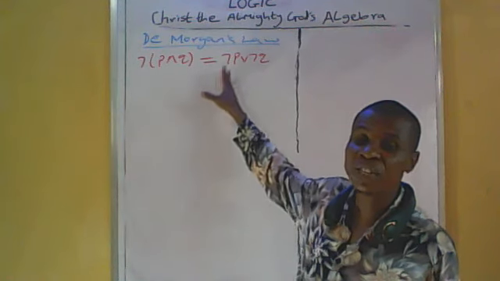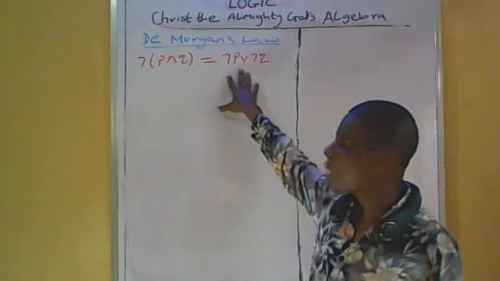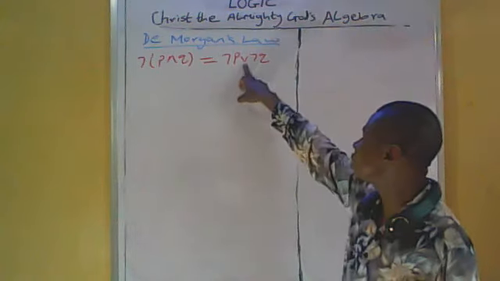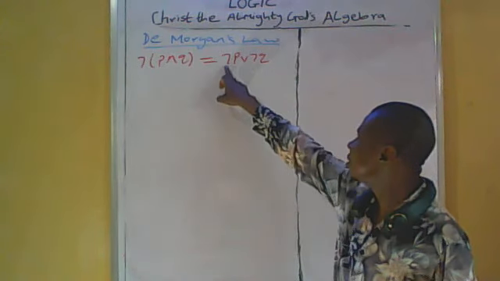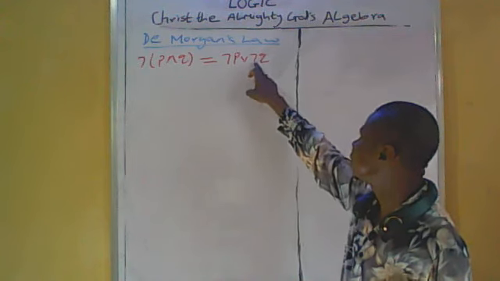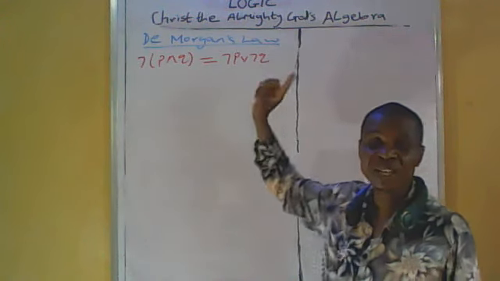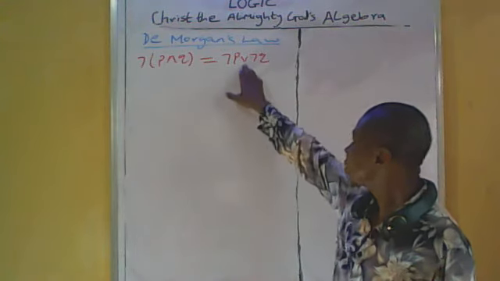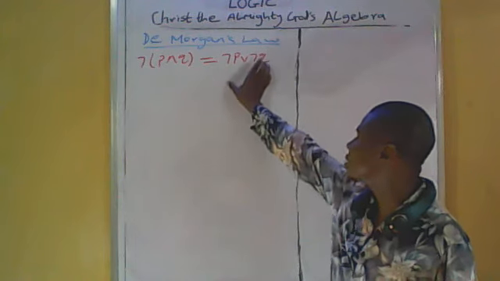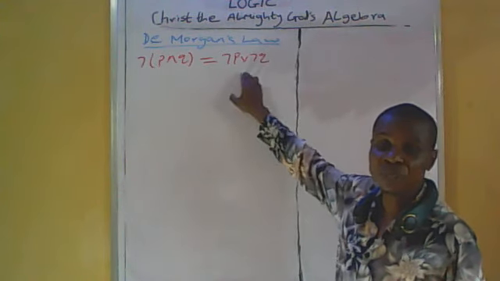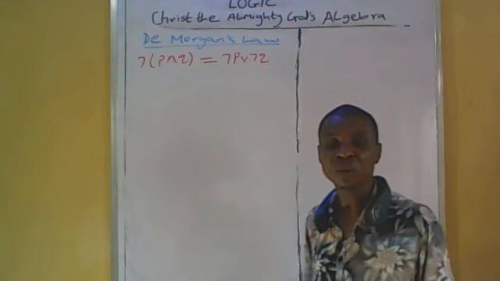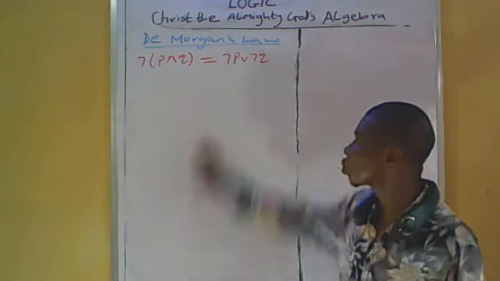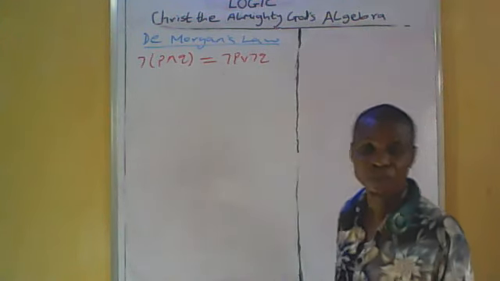Why is it called De Morgan's law by disjunctive statement? It is because this operator, or, combines this not P and not Q together as a single statement. Because of the operator that combines them together, we call it De Morgan's law by disjunctive statement. So let us prove the statement.